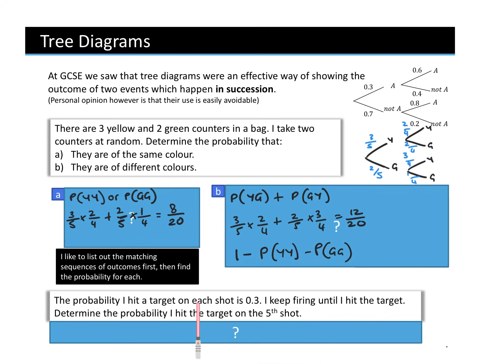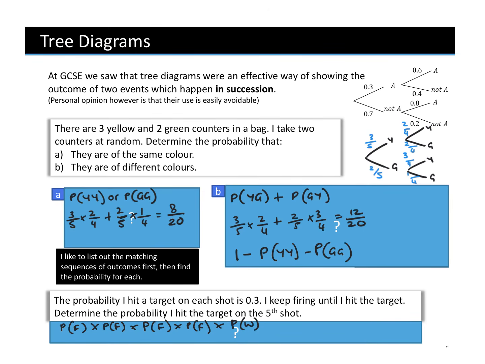Okay. Then here we go. The probability I hit a target on each shot is 0.3. I keep firing until I hit the target. Determine the probability I hit the target on the 5th shot. So how many times did you fail? 4. So remember, this is the probability of failing and failing and failing and failing and hitting the target, winning. Okay?